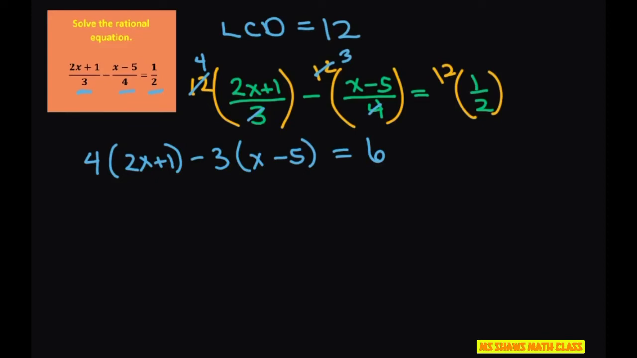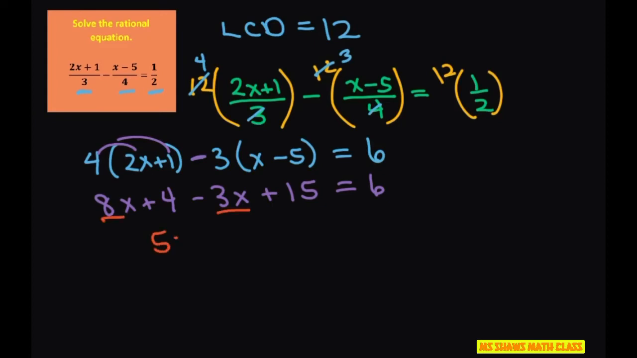All right, so let's go ahead and distribute. You get 8x plus 4 minus 3x plus 15. Don't forget to distribute the negative. Equals 6. Now let's add our like terms. It's 5x plus 19 equals 6.